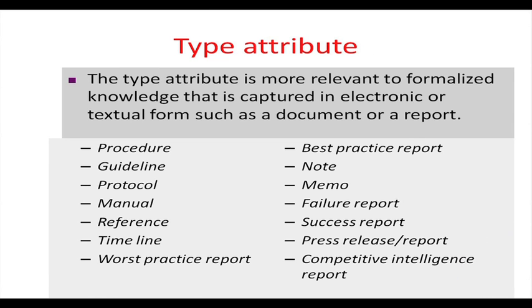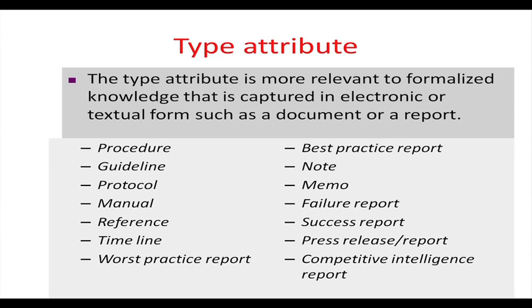Then coming to the type attribute. Okay. The type attribute is more relevant compared to the domain attribute, because here you can formalize knowledge, that is, you can go for more structured, codified knowledge which is captured either in electronic form or textual form. Okay. It could be from a document or also a report. So, you are going to add this element in the form of a type.